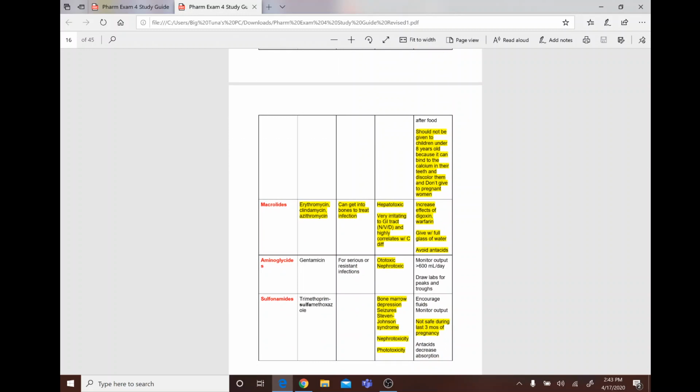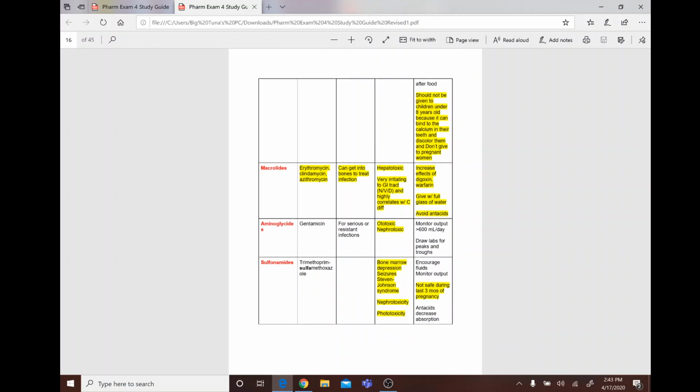Erythromycin, clindamycin, and azithromycin. What are macrolides used for? Can get into bones to treat infections. What are the side effects of macrolides? Hepatotoxic, nausea, vomiting, and diarrhea. And you might get C. diff. What are the drug interactions of macrolides? Increased effects of digoxin and warfarin and avoid antacids.